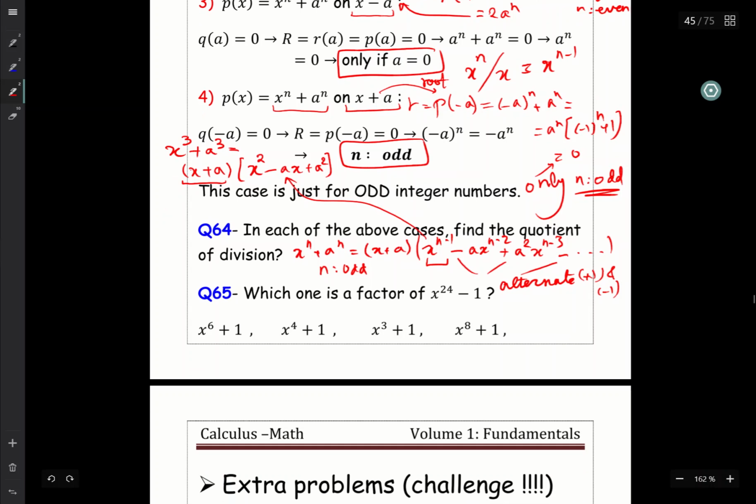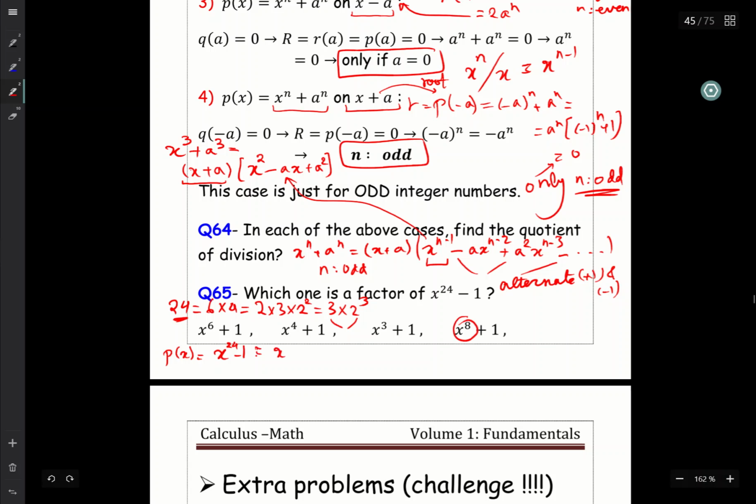Question 65: which one is a factor of x^24 minus 1? That's very interesting. Our polynomial is x^24 minus 1. Obviously, first of all, we factor 24. 24 is 6 times 4, 6 is 2 times 3, so 24 is 3 times 2 cubed. This is factorizing 24 in terms of its prime factors, 2 and 3, 8 times 3.